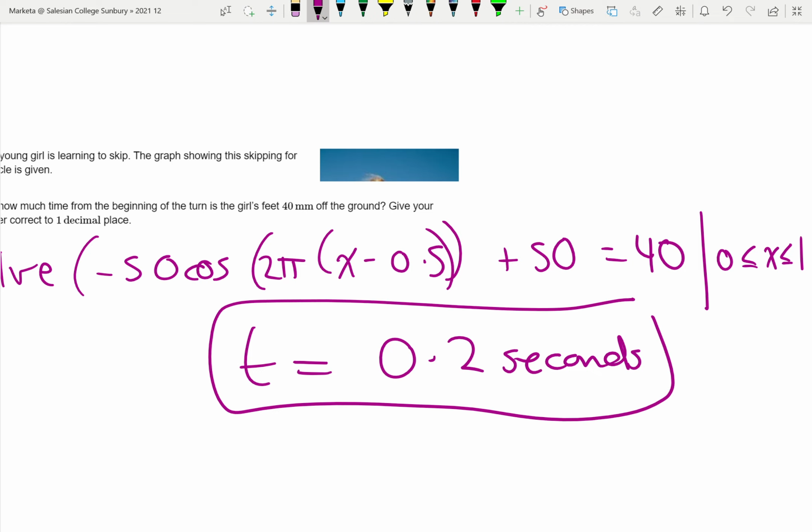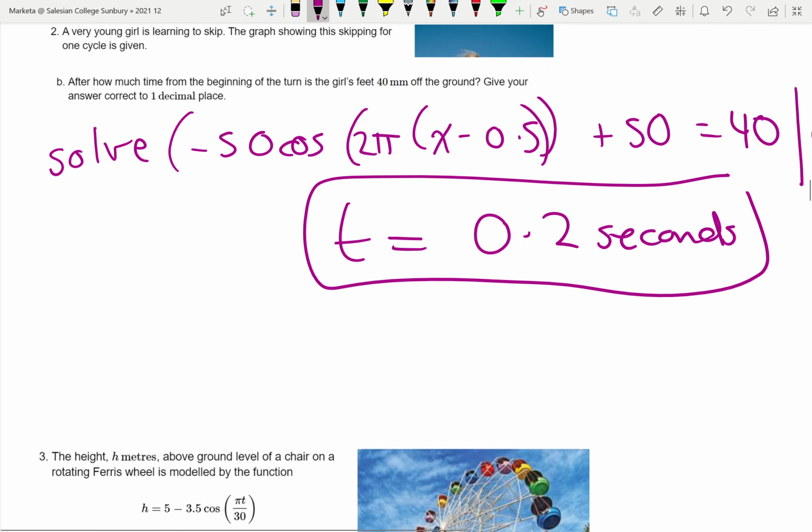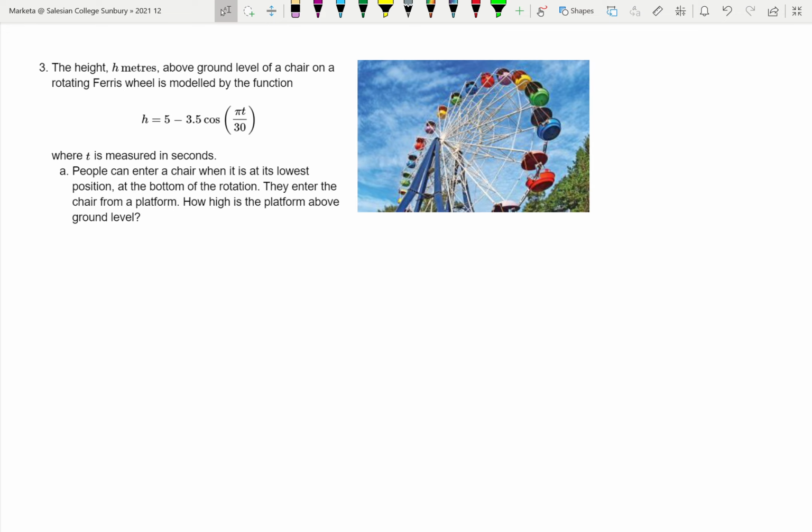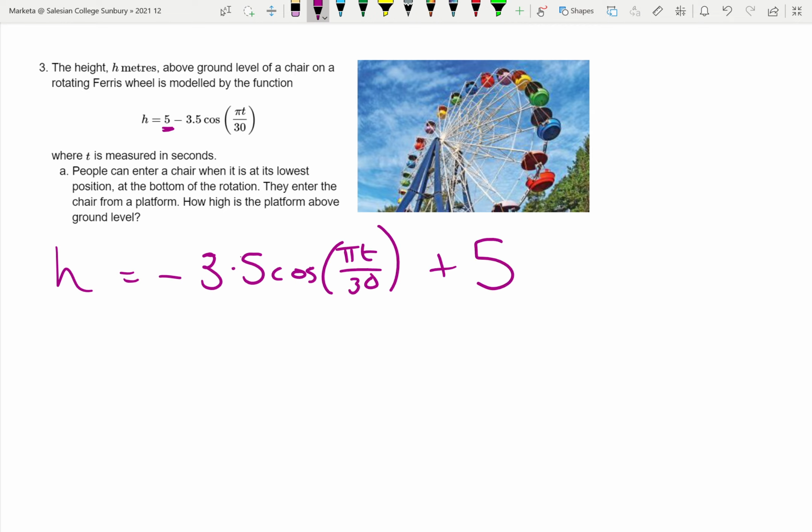All right, so that's question 2, there's only 2 parts to that. We'll move to question 3 in this same video. So question 3, they're talking about a Ferris wheel, and again it's got a cos graph that we have to work through, and as usual I would draw that before answering the questions. Some people don't like this because the 5 is in a little bit of a different spot to where you would usually see it. What this is, is 3.5 cos pi t on 30 plus 5. No big deal, just put the 5 at the end if you like it better there.